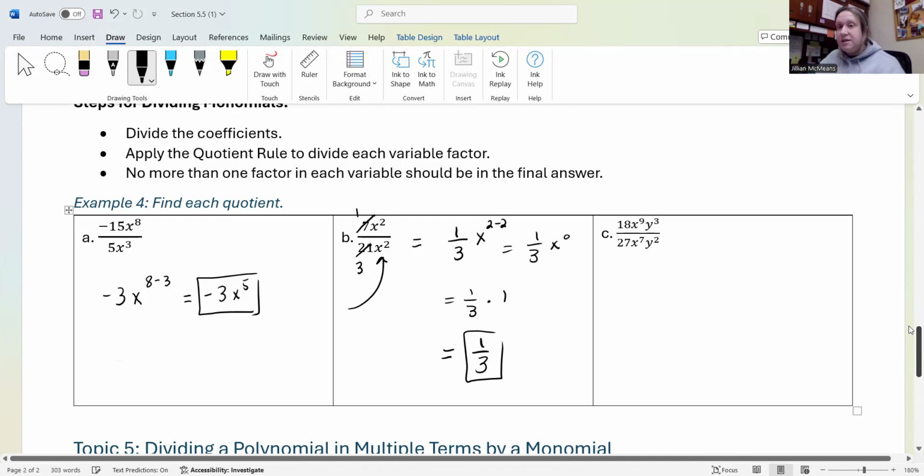Sometimes people will see this, and instead of doing the quotient rule, which then leads you to the 0 exponent rule, which leads you to the fact that this equals 1, they just acknowledge, hey, x squared divided by itself just equals 1, so I know I just get 1/3 times 1, and that is fine, okay?